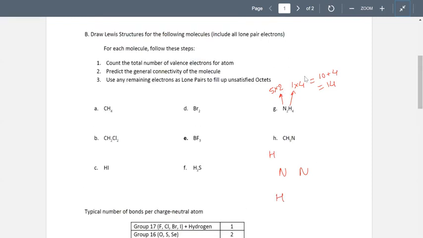So that's why you see those numbers. Nitrogen can have up to 3 bonds. So 1, 2, and there is 1 nitrogen. We can put hydrogen here and hydrogen here. Now we have 14 electrons.